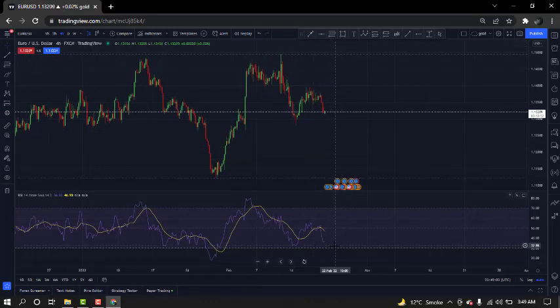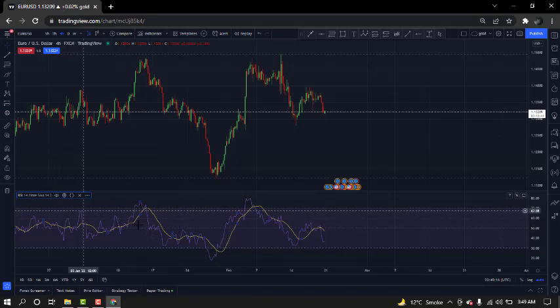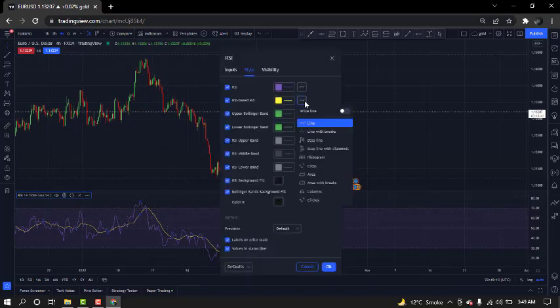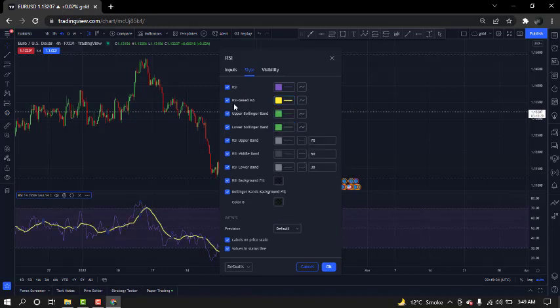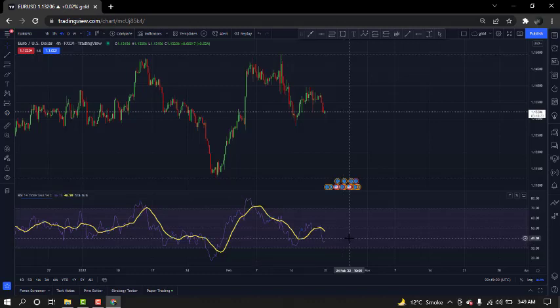So RSI, you can see this yellow line. Let me bold it for you. RSI-based MA, here it is. MA means moving average. We will talk in future about what moving averages are and how we can use them. Right now this is the moving average of value 14, like an SMA, simple moving average, value 14.